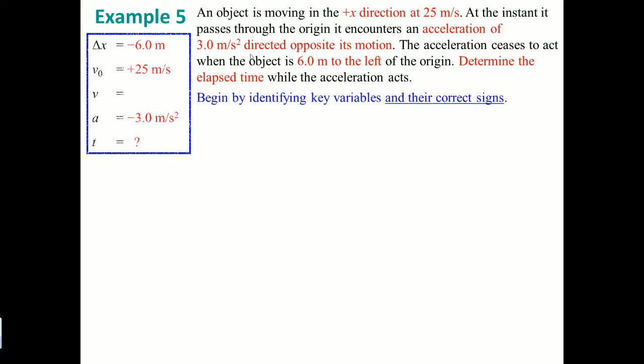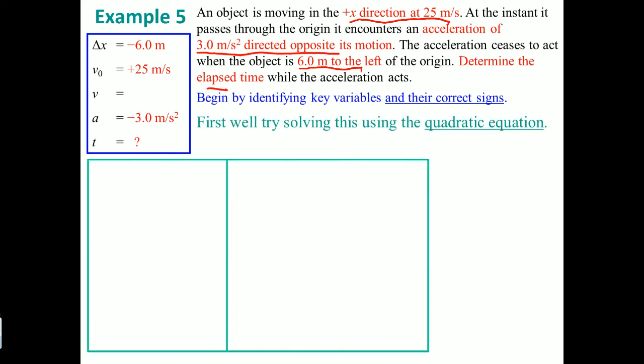So, these are the symbols. The reason why it's a negative 6.0 is because it's going in the opposite direction. It's to the left of the object. That is why. It's a positive 25 because it says in the x direction. We are not given a final velocity, but you know acceleration is negative because it says opposite the motion. And here it says determine the time. So that's the question mark.